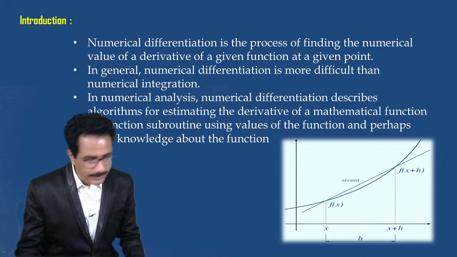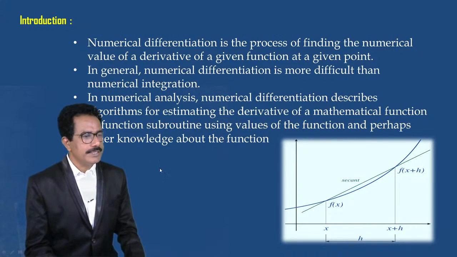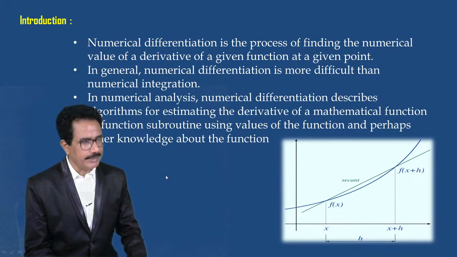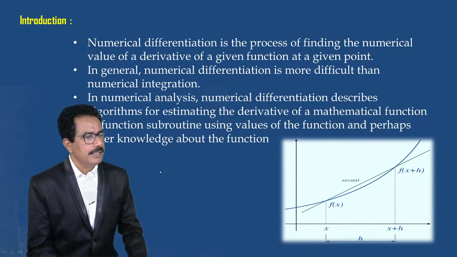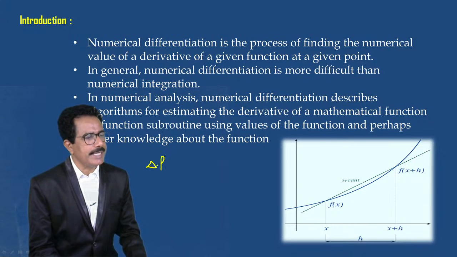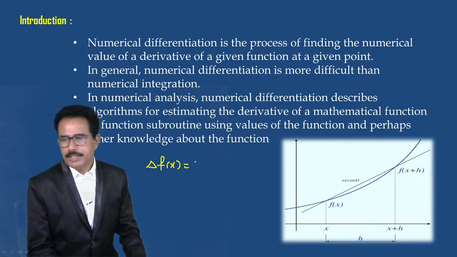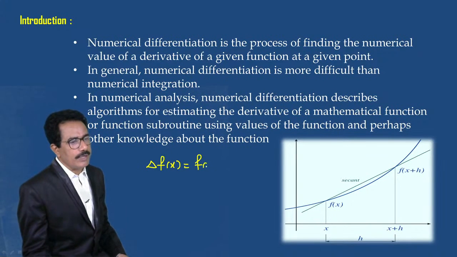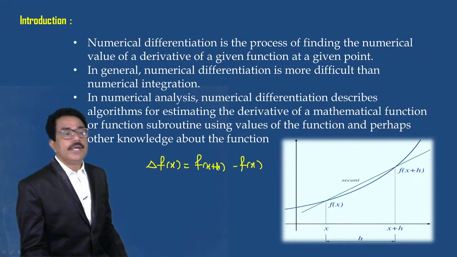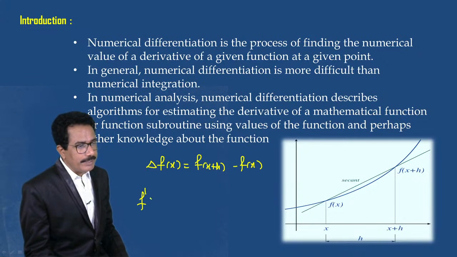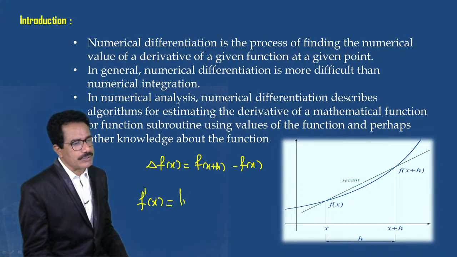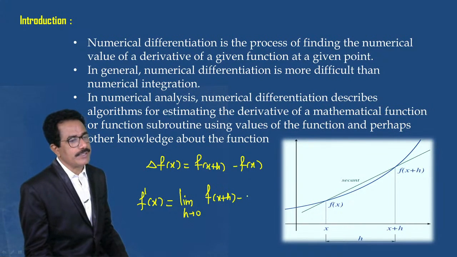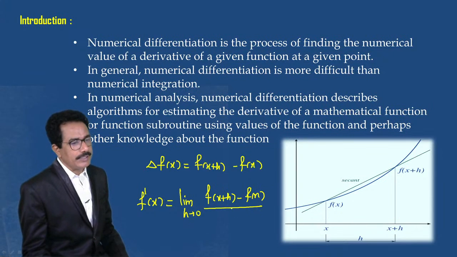Actually you know the definition of a derivative, what is the difference? Delta f of x, you know. Look, delta f of x, how can we write? Delta f of x is equal to, tell me students, f of x plus h minus f of x. You know that the definition of a derivative is f dash of x equals limit h tends to 0 of f of x plus h minus f of x divided by h.